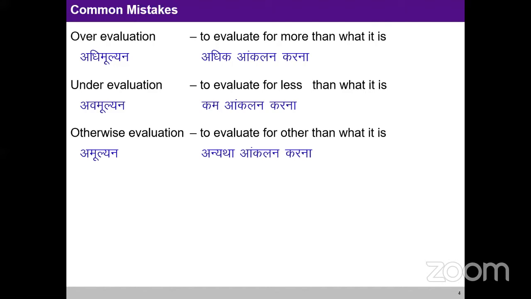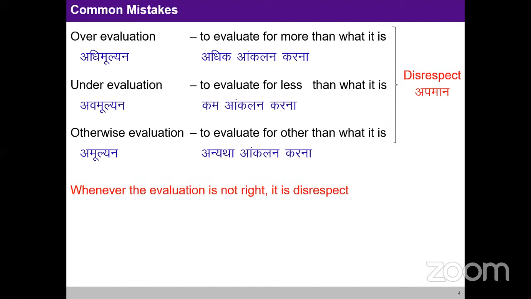So what we are saying is that all of these, over evaluation, under evaluation, otherwise evaluation, are all forms of disrespect. Because whenever the evaluation is not right evaluation, it is disrespect. So now if I ask you, when we are over evaluated, how is it disrespect? Because we think that we are giving more respect. But anything that is not naturally acceptable, this feeling that is not naturally acceptable, it's not right evaluation, it leads to disrespect. So think about it.